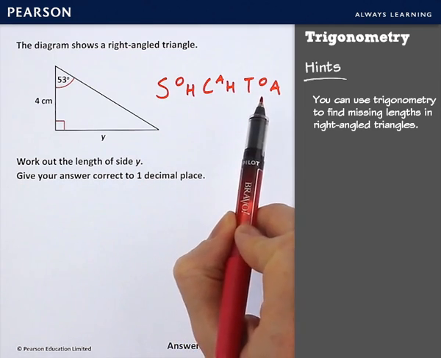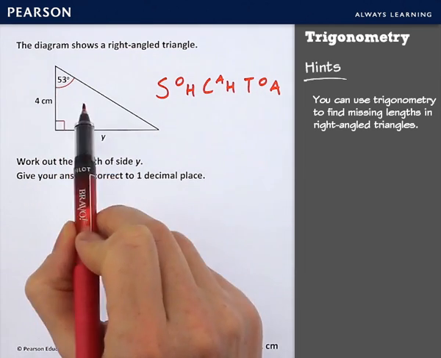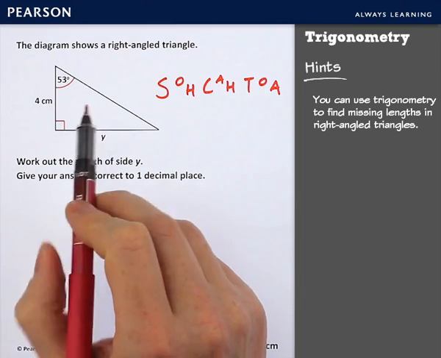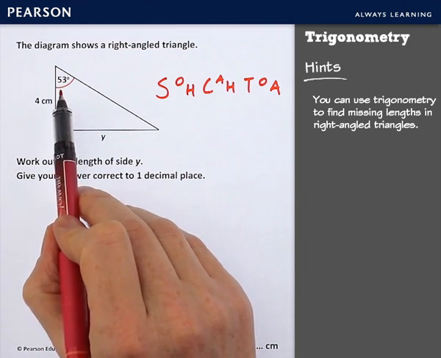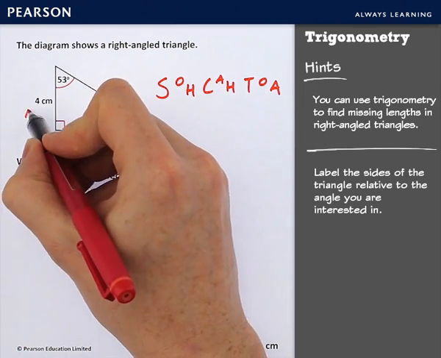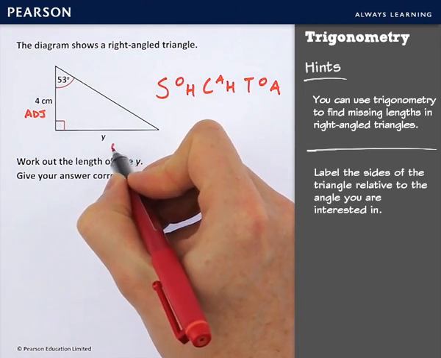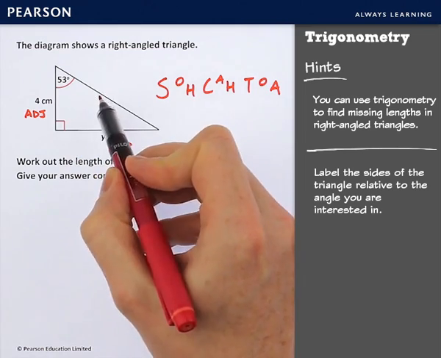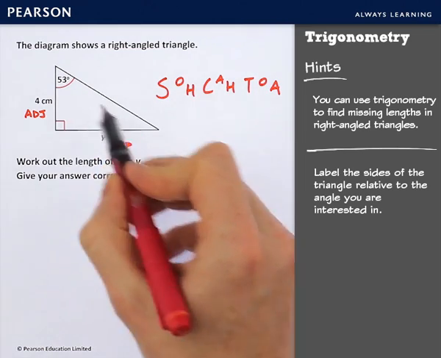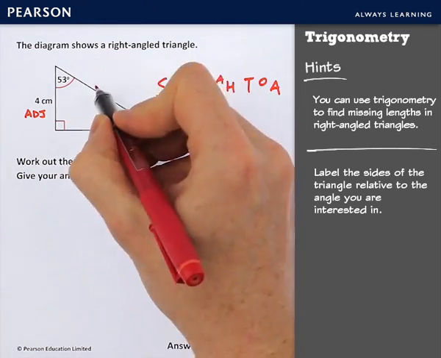Opposite, adjacent and hypotenuse are the sides of the triangle, and they're always labelled relative to the angle you're interested in. So this side is the adjacent, this side is the opposite, and the hypotenuse is always the longest side. That's the side opposite the right angle.